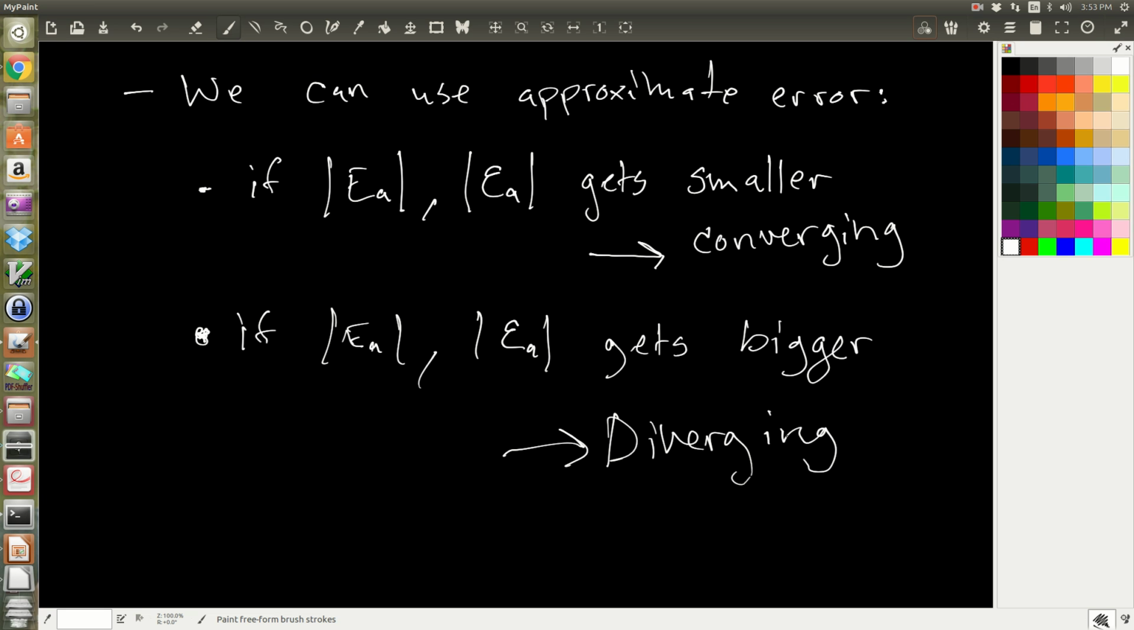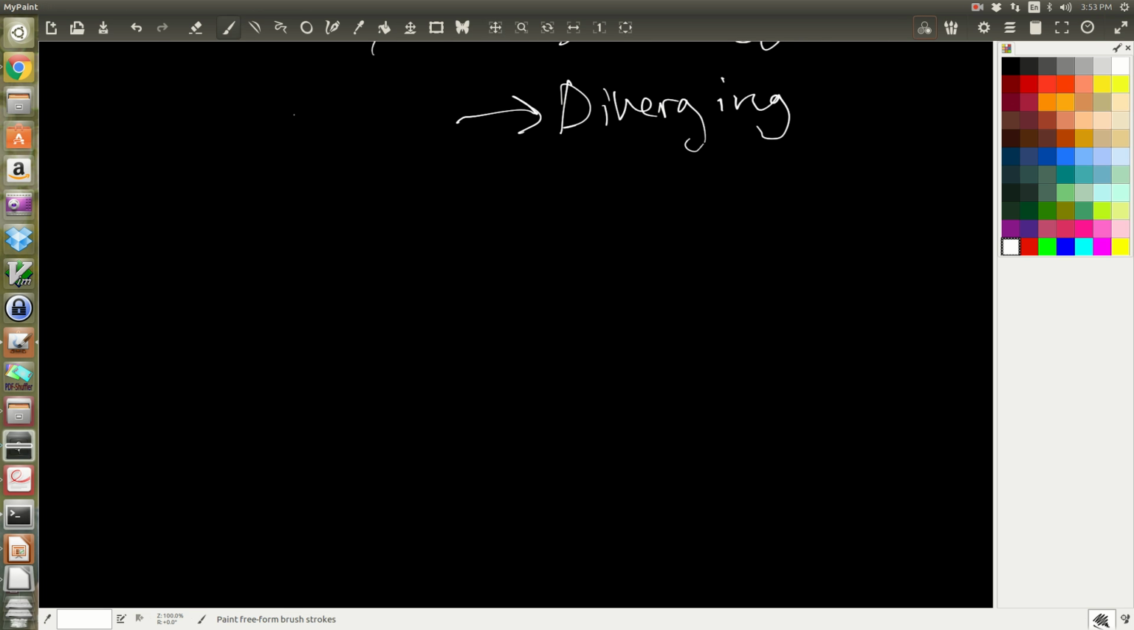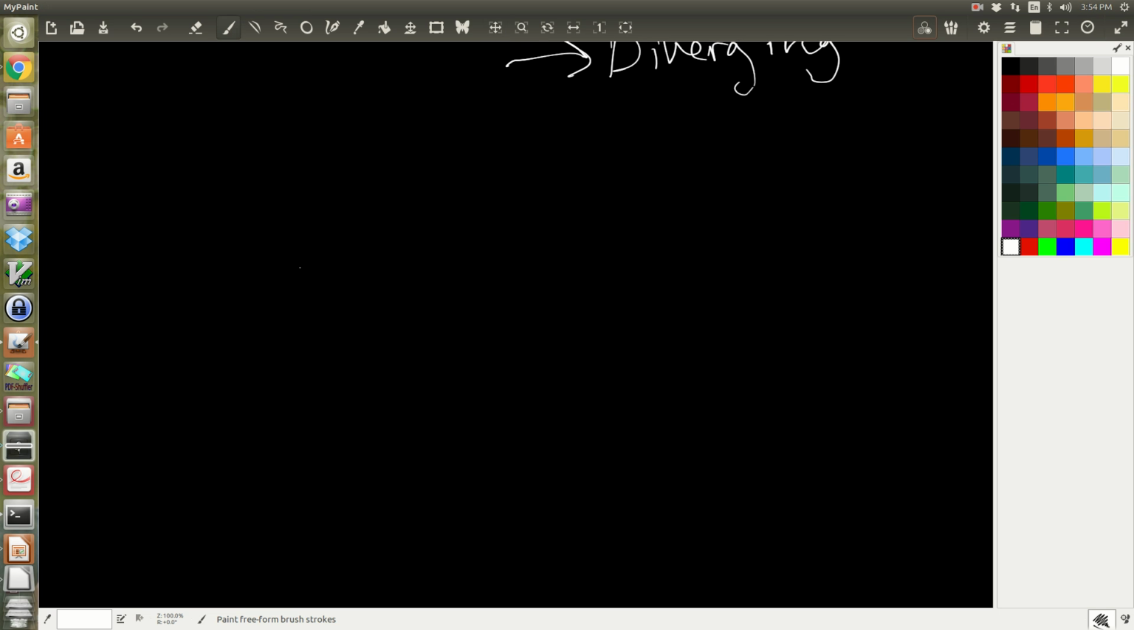Alright, let's do an actual numerical example. Let's pretend that we're using the Newton-Raphson method to find a root, and we get this little table of data. Let me build this little table here for you.